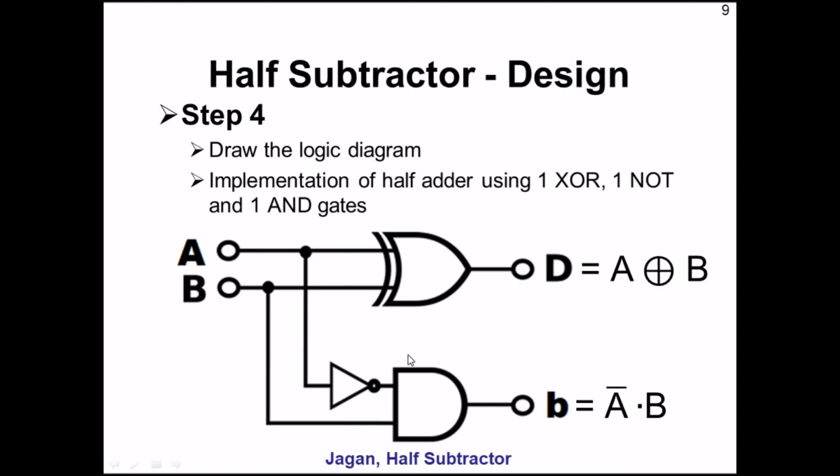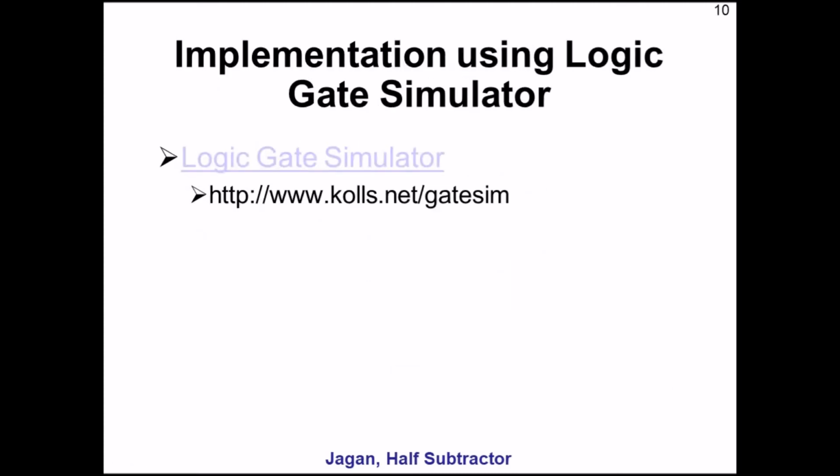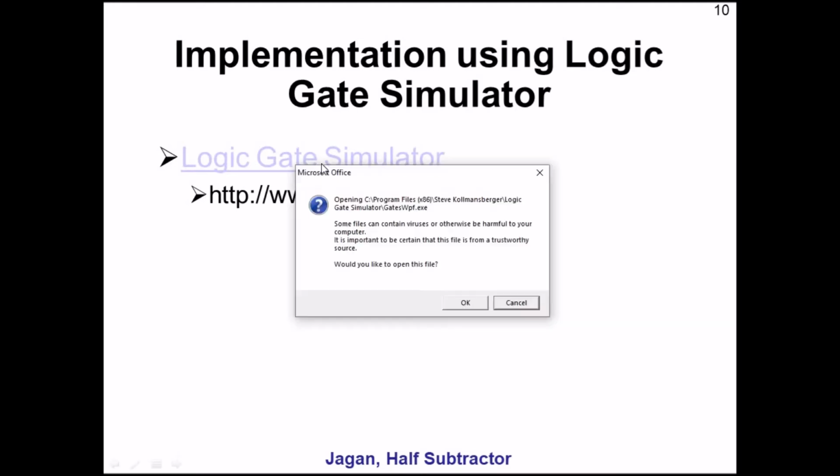The only change that you need to do here is you need to invert the A input and pass it to the AND gate. So this is the implementation of half subtractor, right? A and B are my inputs, D and b are my outputs. So let's see how to implement this in the logic gate simulator.